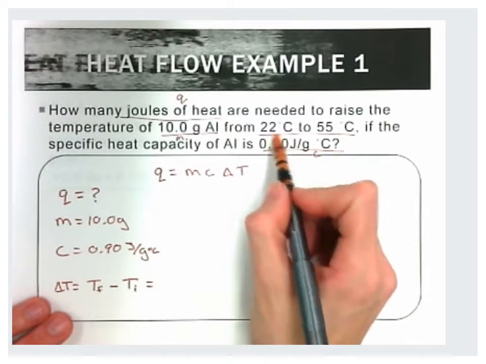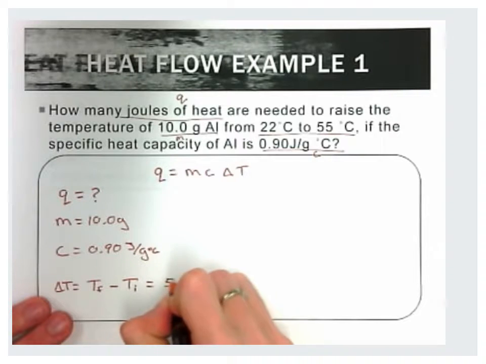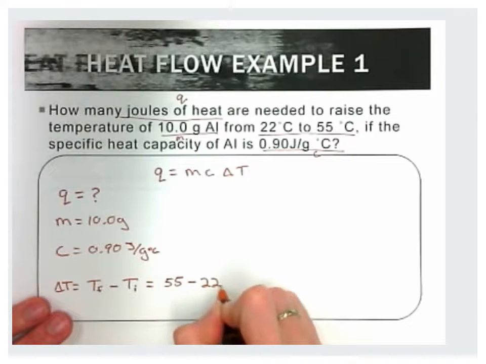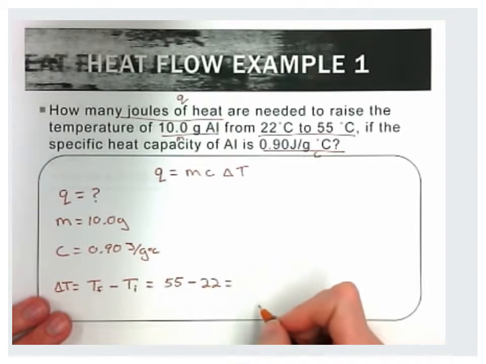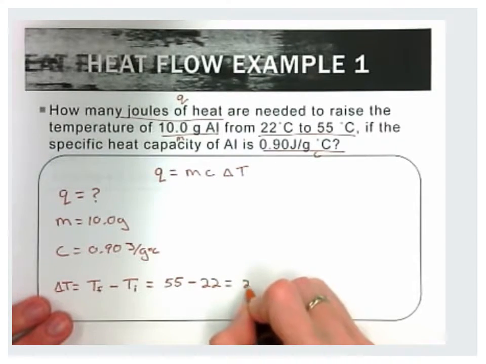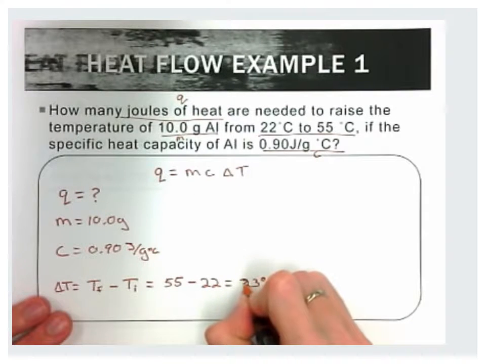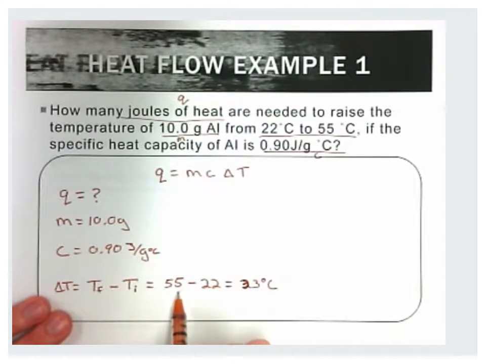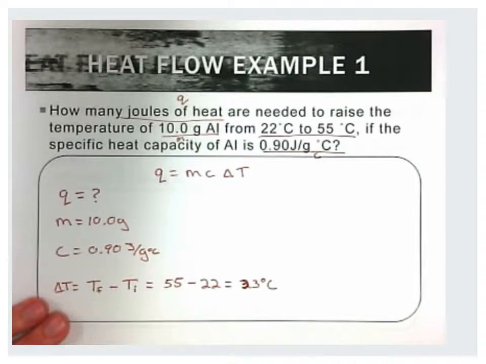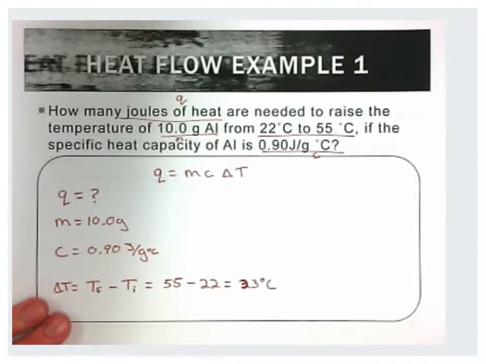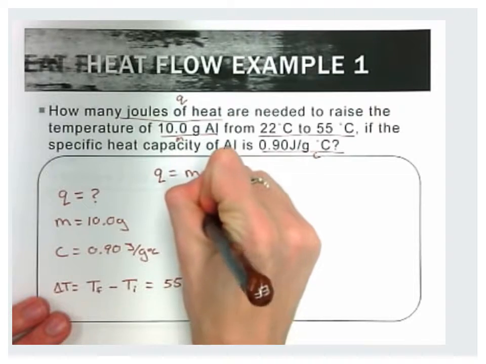I'm going from 22 to 55. So my delta T is 55, final temperature, minus 22, which is the initial temperature. 55 minus 22 gives you 33 degrees Celsius. So now I have 3 givens and 1 unknown. I'm ready to plug it into my equation.